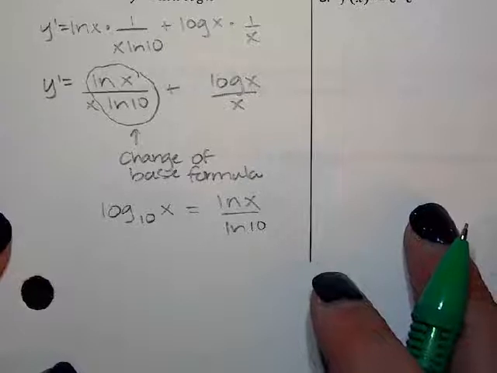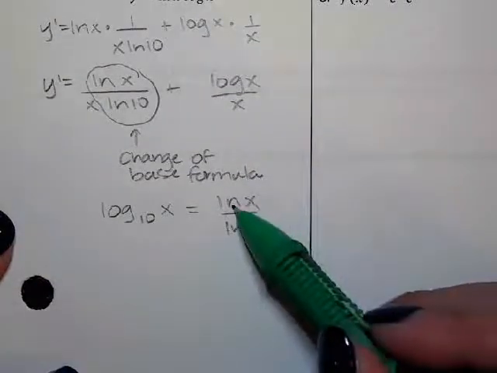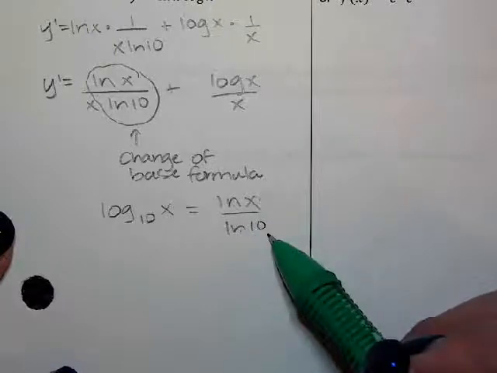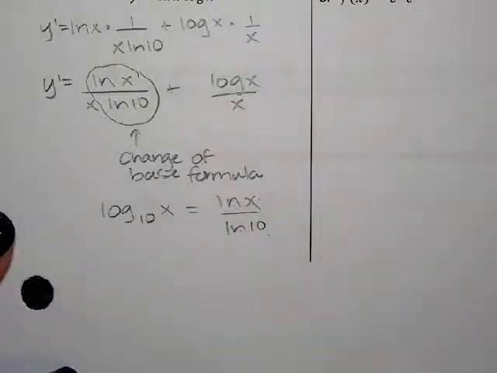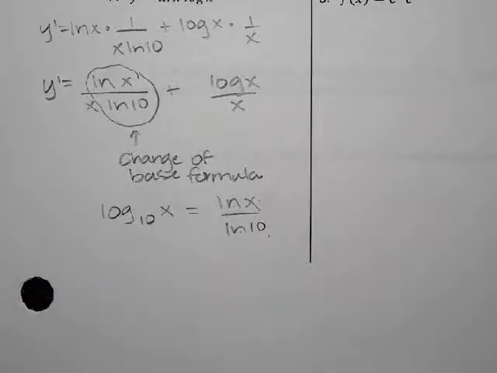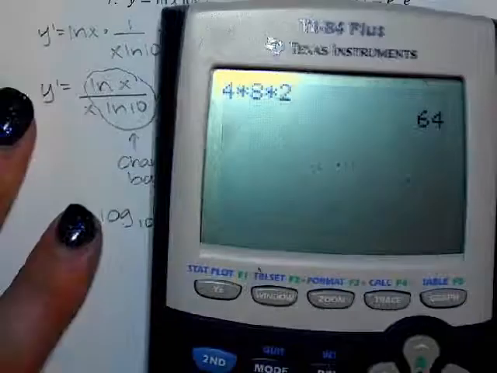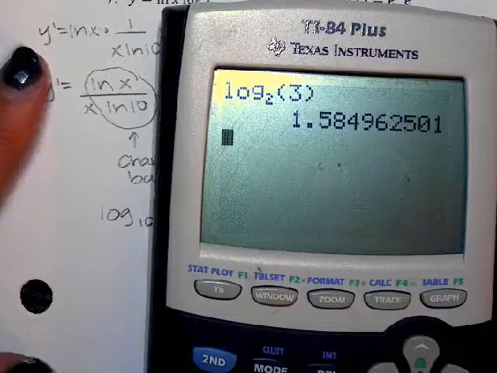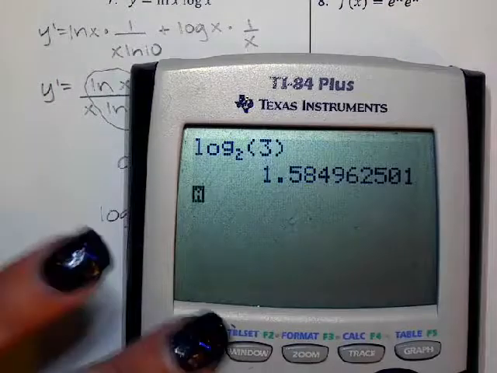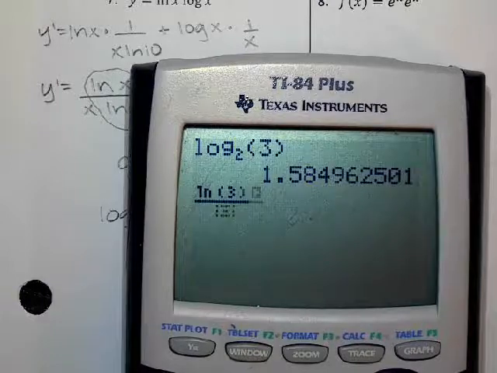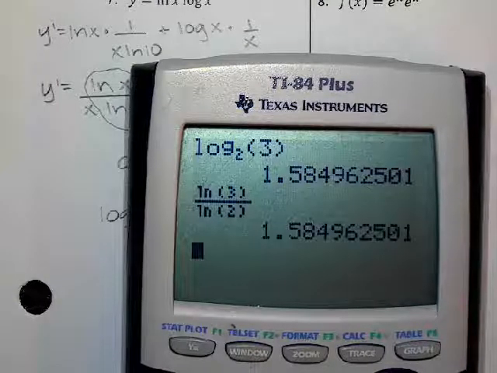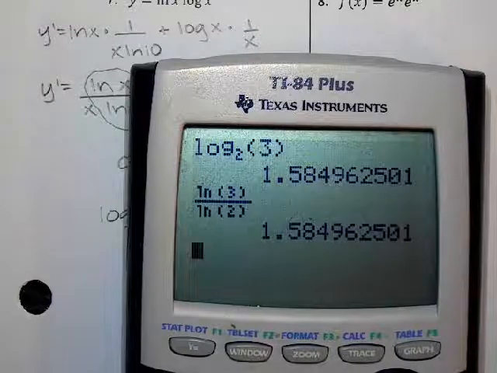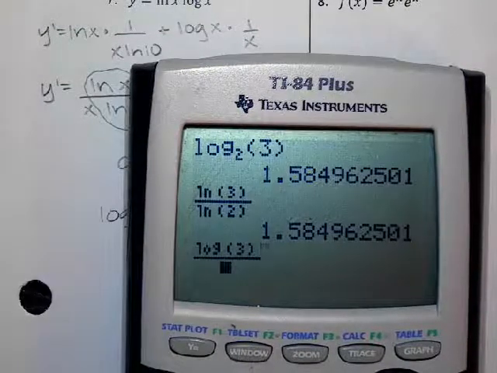So if it was ln 3 over ln 2, you could say that's log base 2 of 3. Back in the day, it was how you would plug a log into a calculator. So if you wanted to type in log base 2 of 3 and you did not have the ability to type it like this, you would type in ln 3 divided by ln 2 and get the same answer. Or you could type log 3 divided by log 2 and get the same answer. It's the change of base formula.